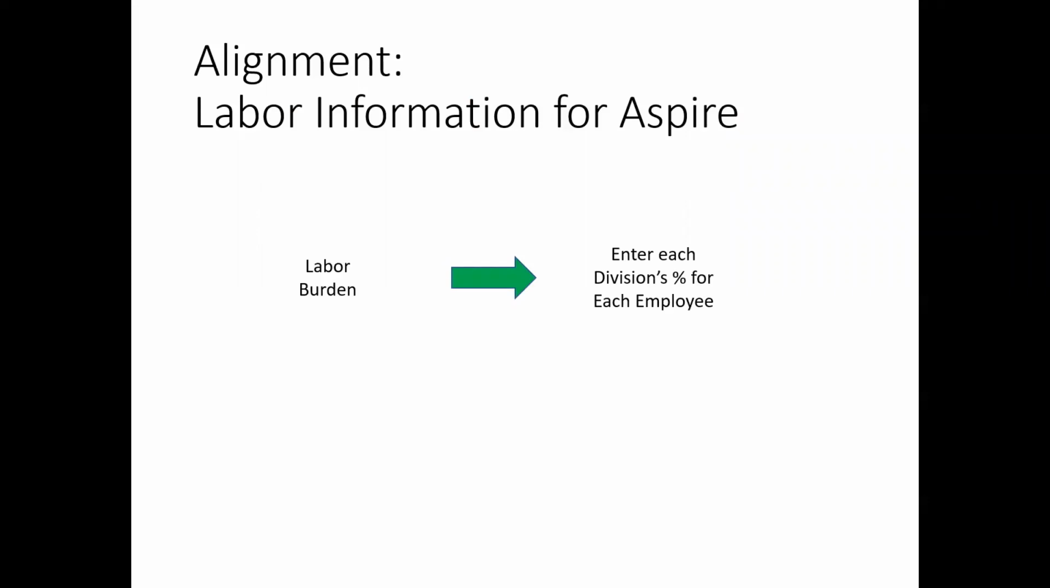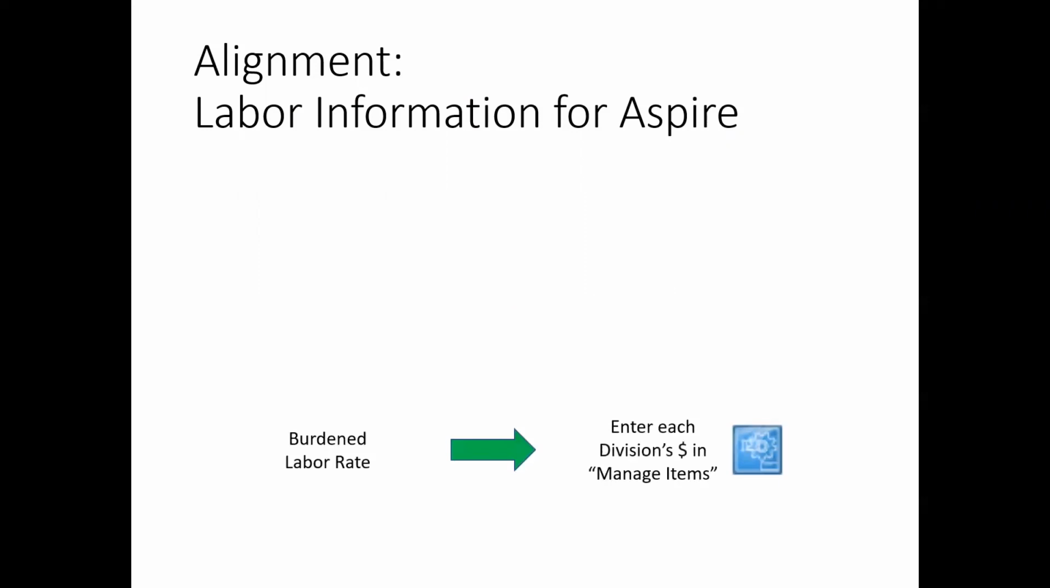I'd like to do it by division, right? So you calculate it for each division, and you enter it for each employee. If employees cross division, I just pick the highest, right? Doesn't really matter. I mean, you'll be close enough, right? So labor burden goes into each employee record. The burden labor rate goes into the managed items section of the administration panel, right? And you typically would have a labor rate for each division. I don't recommend having a lot of labor rates, right? Have a few, one for each division, and I'm going to show you how to calculate that here in a moment as well. All right, so that's that.